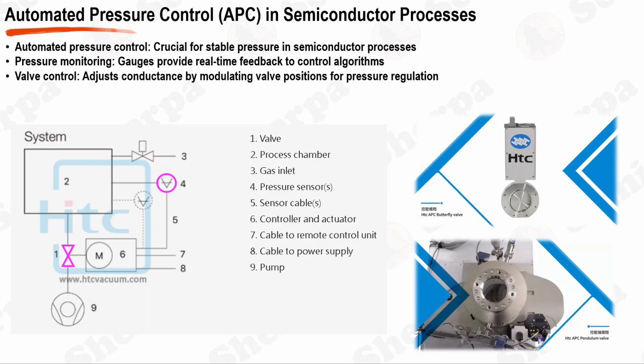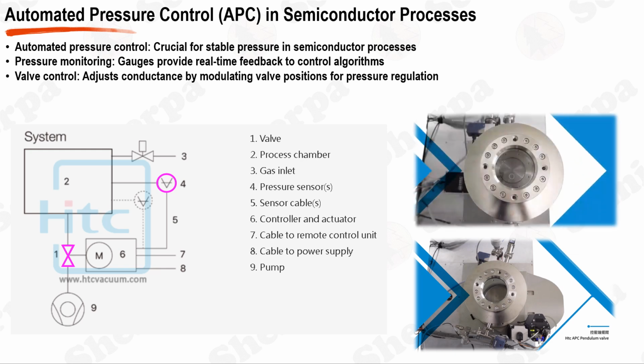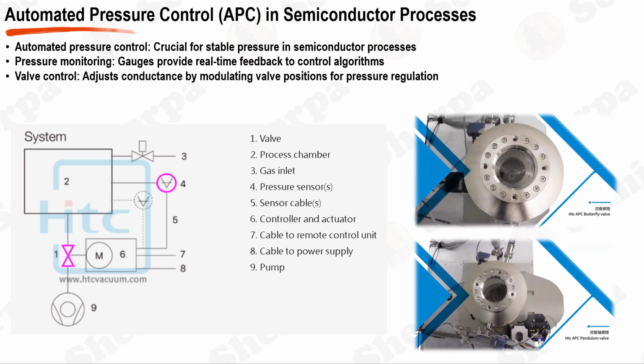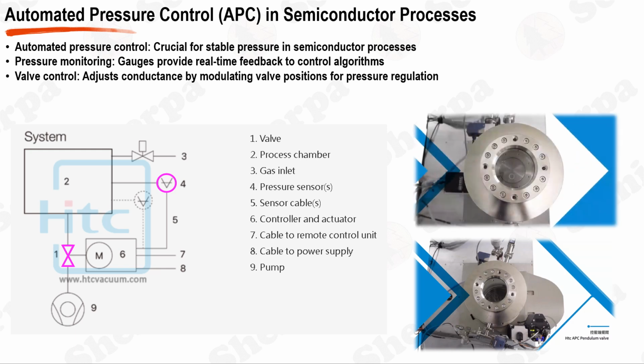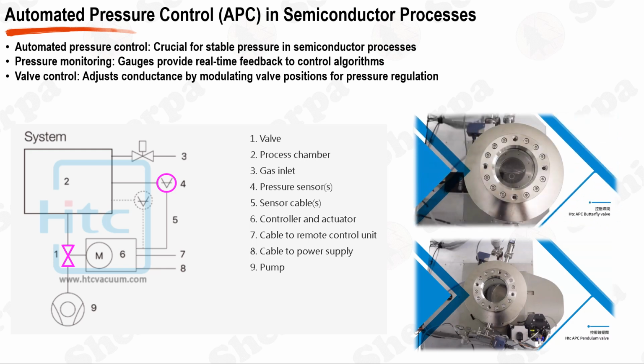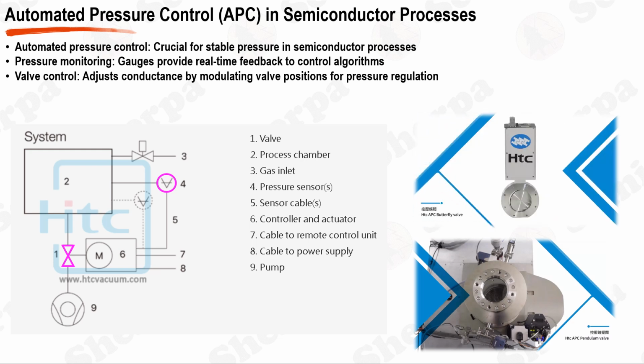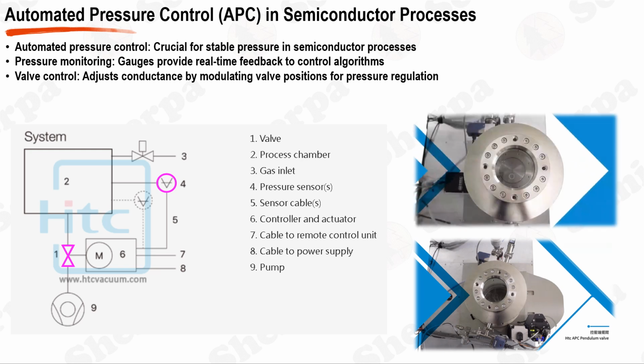Automated pressure control is essential for achieving precise pressure regulation and maintaining stable pressure conditions in semiconductor vacuum processes. Closed-loop control systems continuously monitor the chamber pressure using pressure gauges, allowing for real-time feedback. Control algorithms analyze the pressure data and make adjustments to system components, such as butterfly valves and pendulum valves, to modulate the conductance and regulate the pressure.